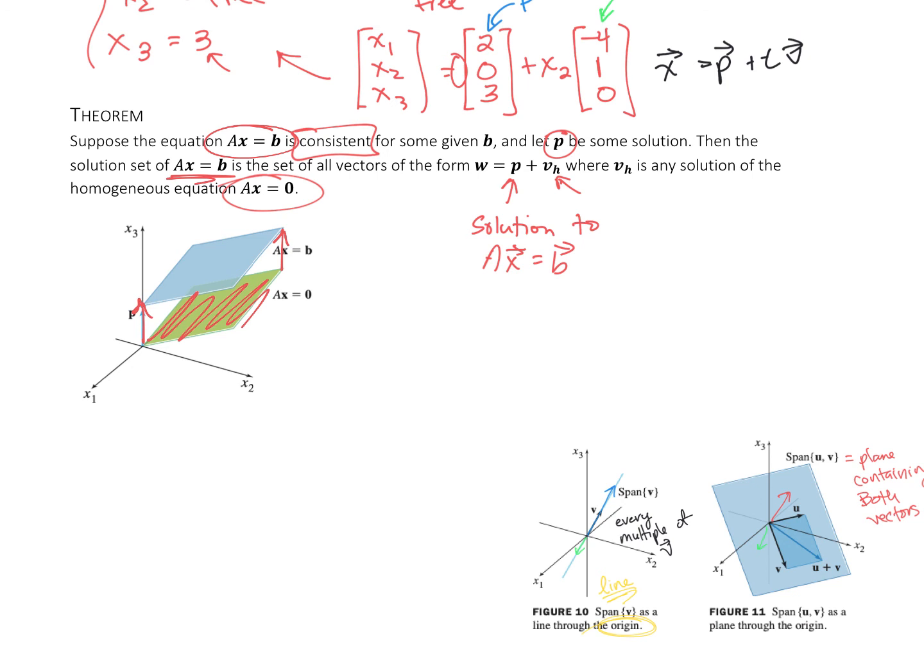Hope that makes sense. So in terms of thinking about this, this is all the solutions to our homogeneous equation. That would be v_h in this case. And then this is all the solutions to our non-homogeneous equation, which is v_h plus p, so it's just shifted by p, right? So p specifically applies for that b.